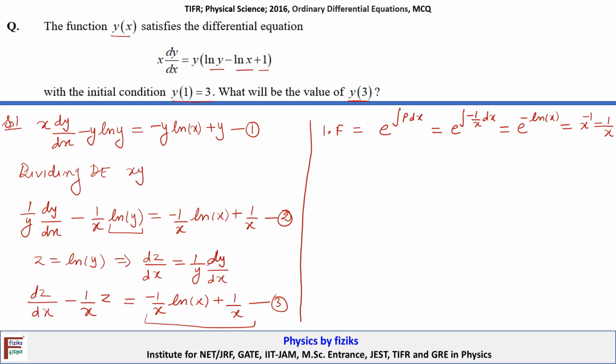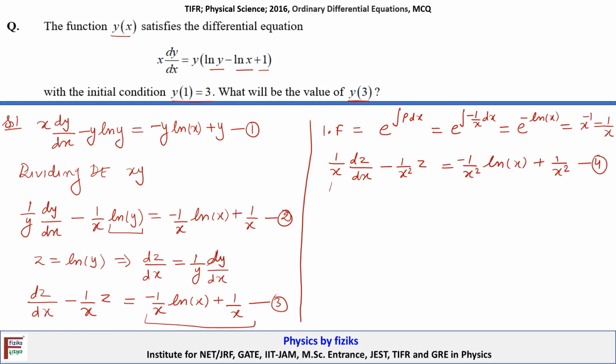Now on multiplying equation 3 with this factor 1/x, we get (1/x) dz/dx − (1/x²) z = −(1/x²) ln x + 1/x². This is equation number 4.